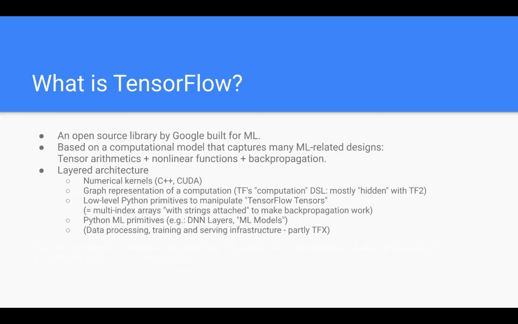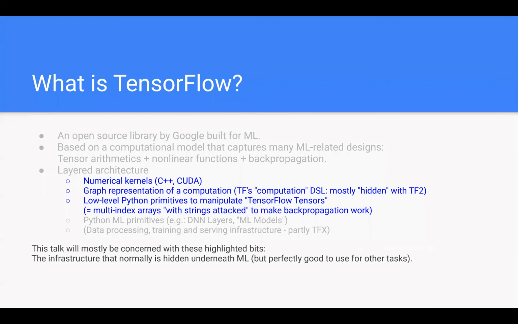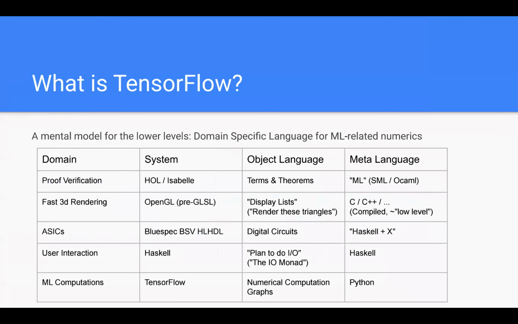So, things that come up in everyday business when doing machine learning. Now, in this talk, I want to focus on these lower levels, so what I highlighted here. And the claim is that this infrastructure, which normally is hidden underneath the machine learning, is perfectly good to use for other tasks, and we can do many useful things with this.